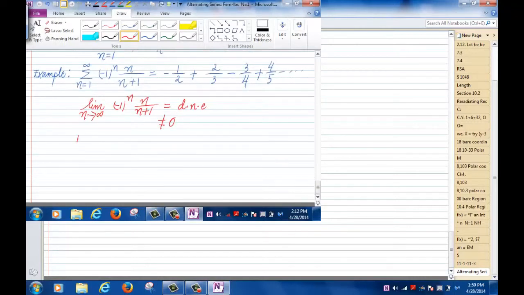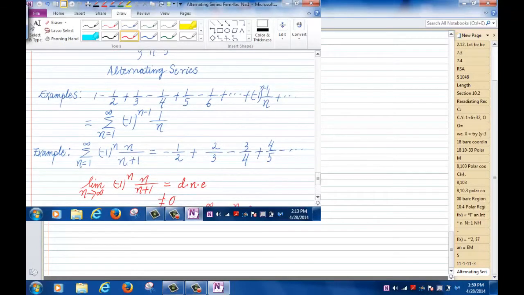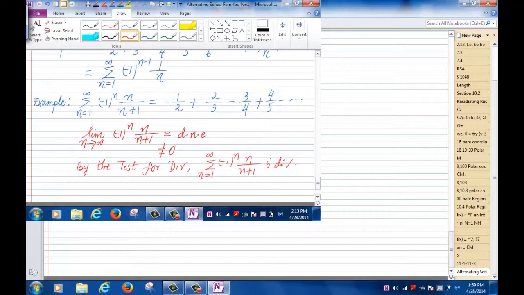And by the test for divergence, the series negative 1 to the n over n plus 1 is divergent. Everybody's okay with that? What is my point? My point is I have two alternating series here. The first one I said is convergent. The second one I said is divergent. So just because you have an alternating series doesn't mean it is always convergent or always divergent. There are some alternating series which are convergent, and there are some which are not.